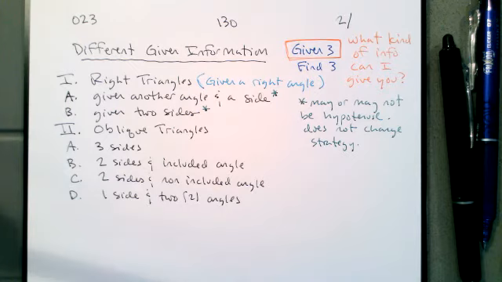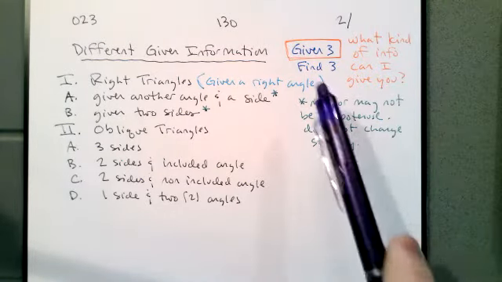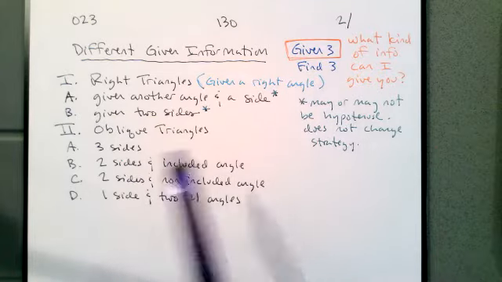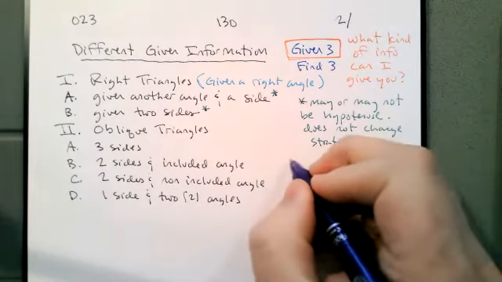There is a set of three pieces of information about a triangle that I did not list. What's missing from this list? Let's take a minute and think about it, there's something missing here. What's missing? Three angles.